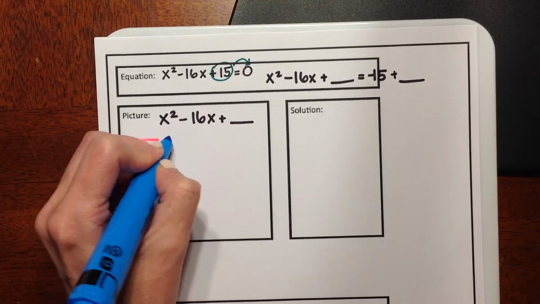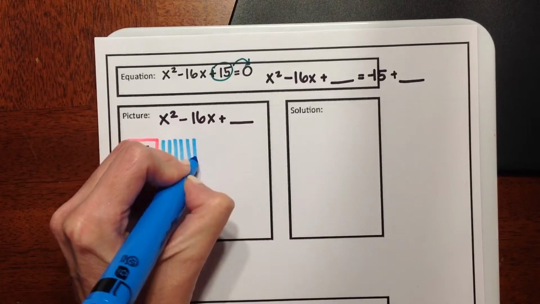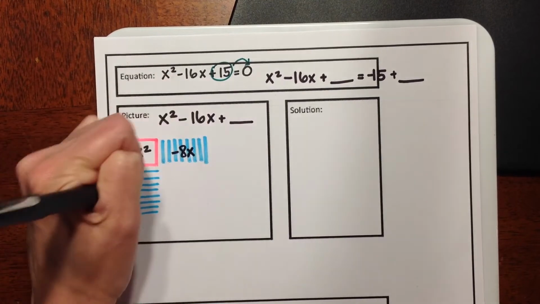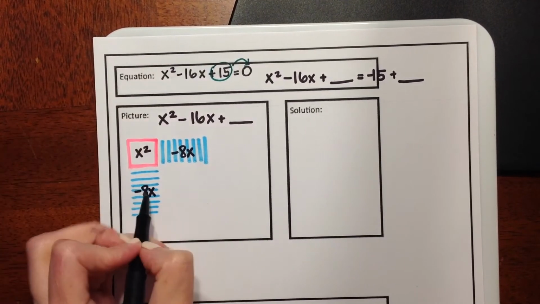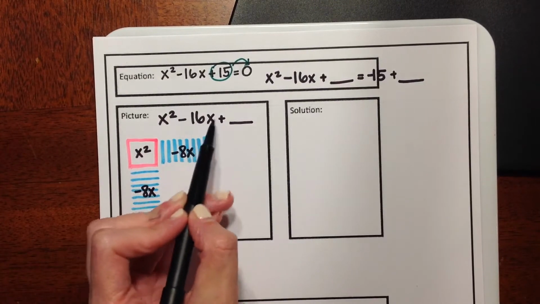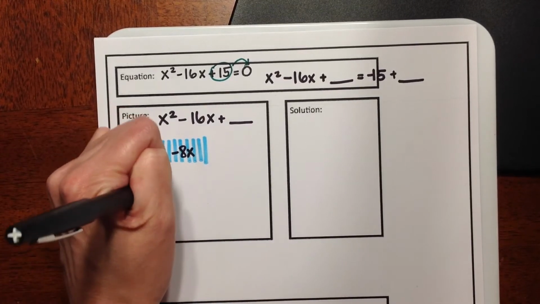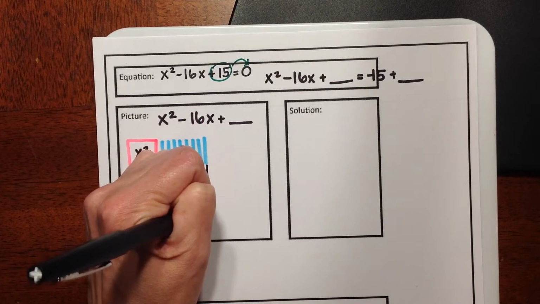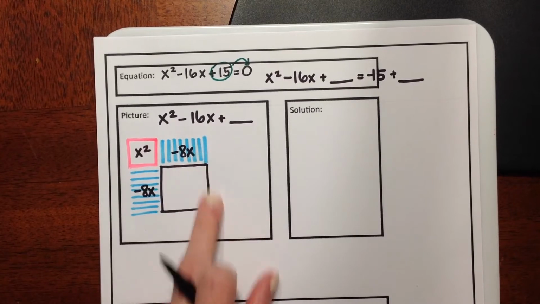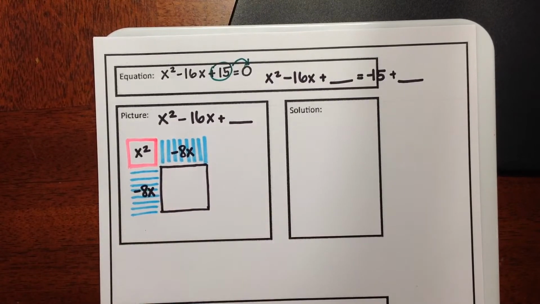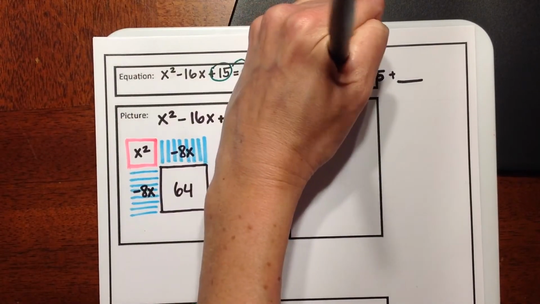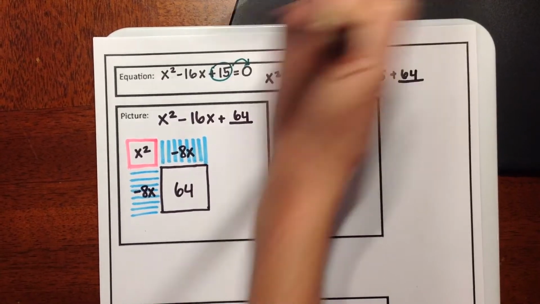This is going to represent a negative 8x and a negative 8x, because if I combine these negative 8x's together, negative 8x plus negative 8x, it should add back to negative 16x. So now I'm going to figure out what constant value I could put in this box that would complete the square and make a perfect square trinomial. And that answer is 64. So I'm going to put 64 in all 3 of my blanks. So now I have completed the square.